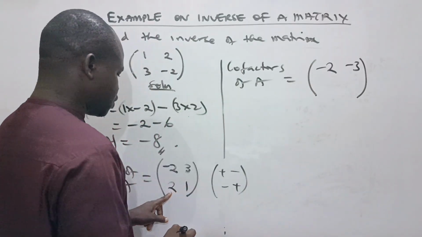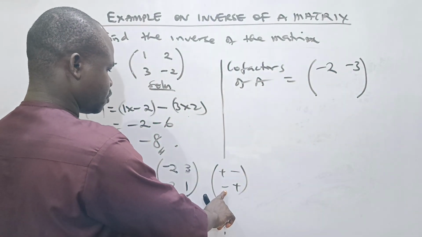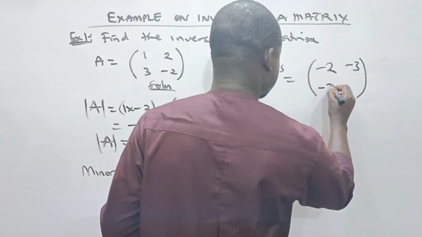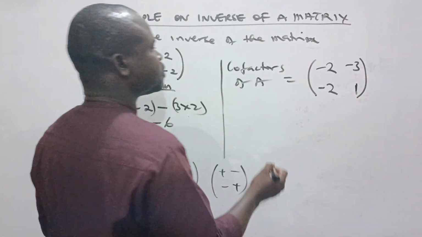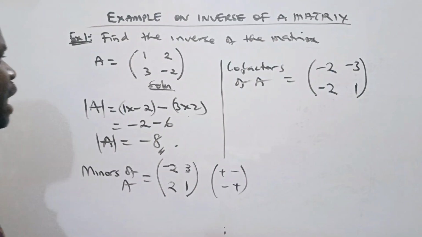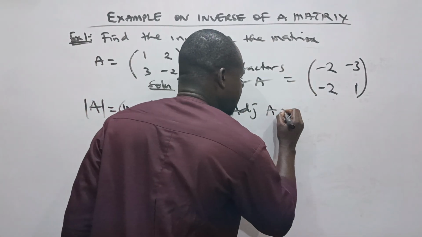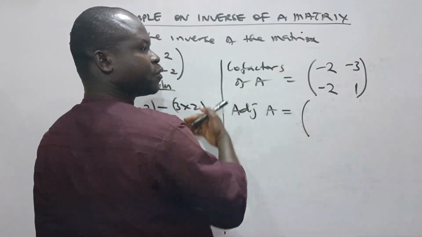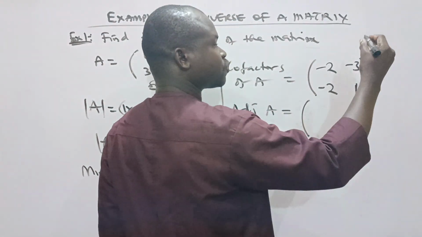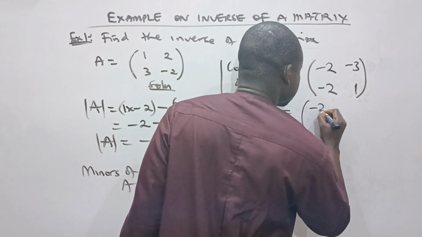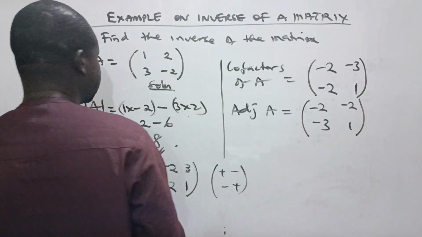Then we go to the second row, first column, plus, minus. Plus times minus, that's minus. We have minus 2 here. Then the last one is plus, that will be 1. So this will represent the cofactors of A. Then the adjoint of A simply means when you transpose the cofactor. That is first row to first column. We are going to have minus 2, minus 3, minus 2, 1. So this will represent the adjoint of A.